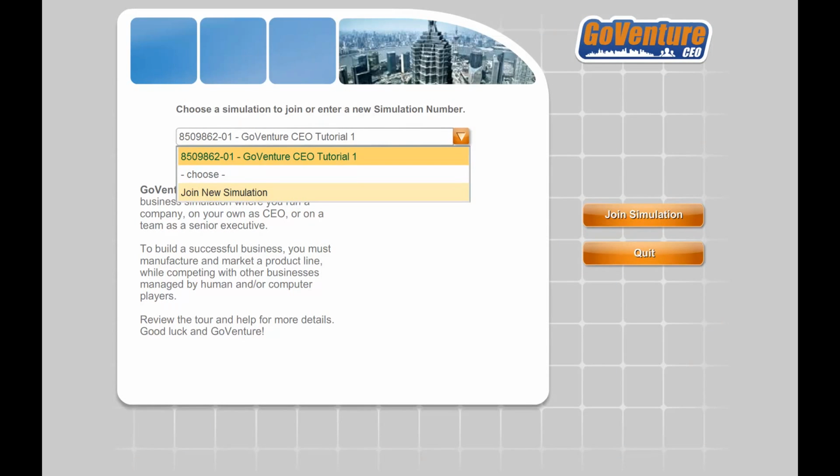The first time you have the simulation number, you must choose Join New Simulation. Once you enter the simulation number once, it will appear in your list of simulations for you to choose in the future. In this case, we will be joining an existing simulation called GoVenture CEO Tutorial 1, which is a sports drink manufacturing simulation.